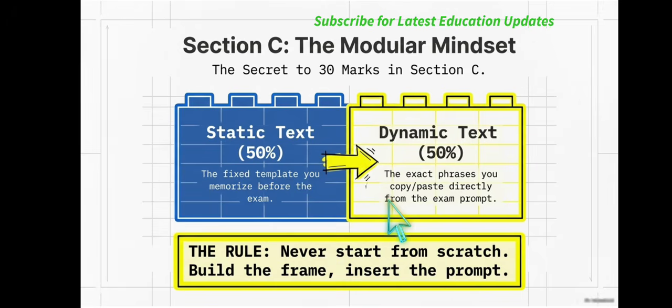So next, very very important, dear students, please note this, Section C, the modular mindset: how to get 30 out of 30 in our favorite creative Section C, right? So here the secret is the fixed template you memorize before the exam. So I am giving you all the formats, templates, pre-filled data here. If you alter it a little and embed the given prompt and clues, then definitely with 50% dynamic text and 50% static text, you can get 10 out of 10. So the rule is never start from scratch, build the frame, insert the prompt. You have to remember this. So dear students, are you with me?